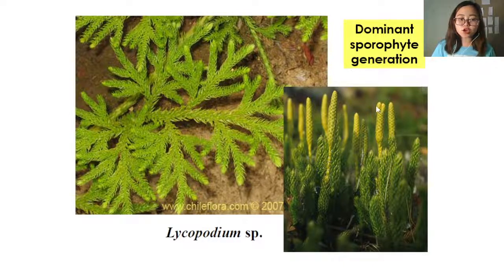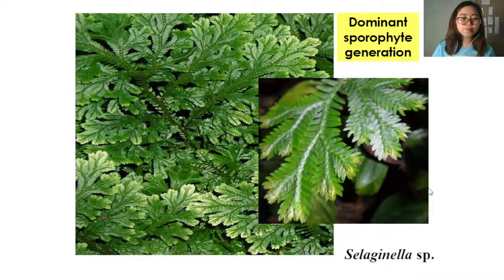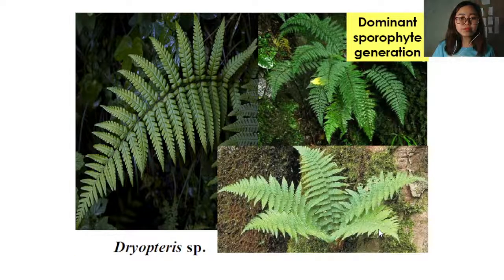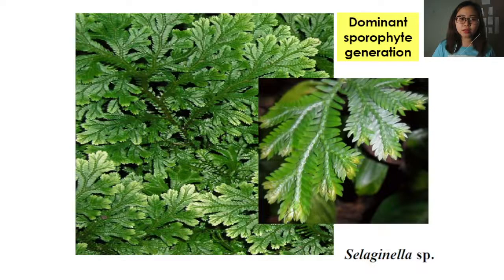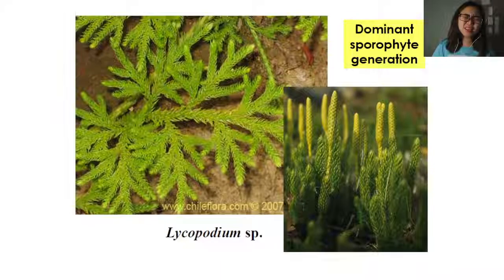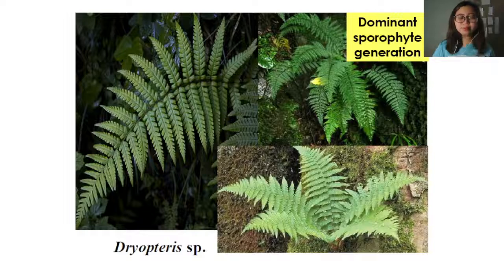And then this is the dominant sporophyte generation. This is Selaginella species. The dominant sporophyte generation of Selaginella species. Very nice, very pretty, very elegant looking. And this is the dominant sporophyte generation of Dryopteris species. So kita boleh tengok ada beberapa persamaan dia, tapi boleh nampak juga ada jauh perbezaan dari segi dia punya anatomy. Itulah ada saintis yang berpendapat memang perlu pisahkan.